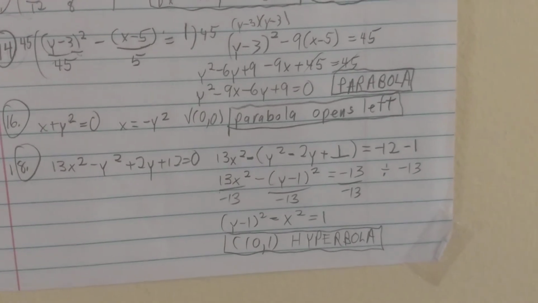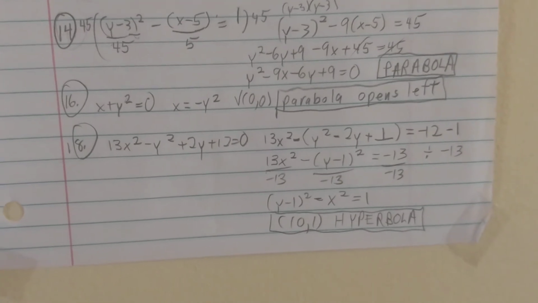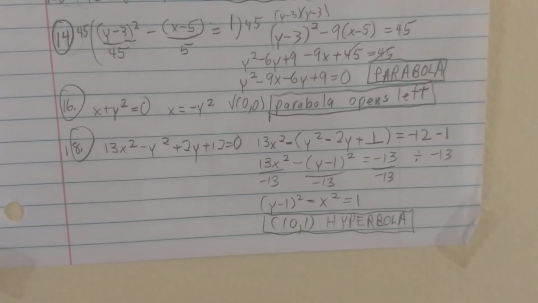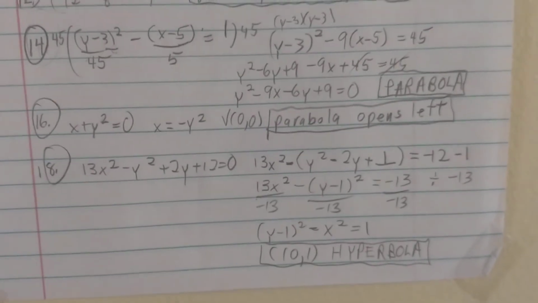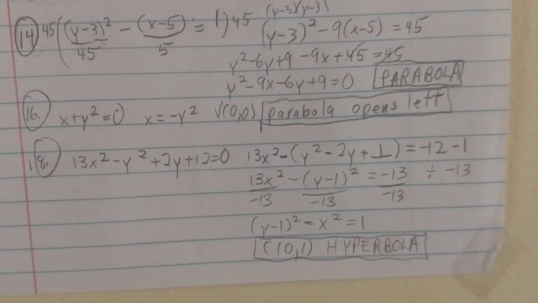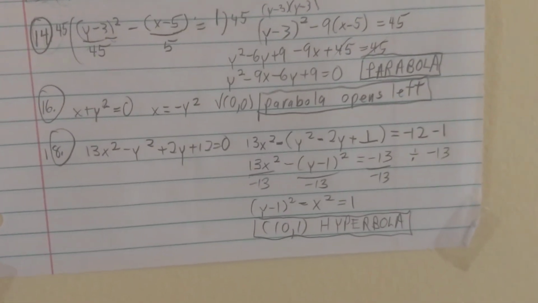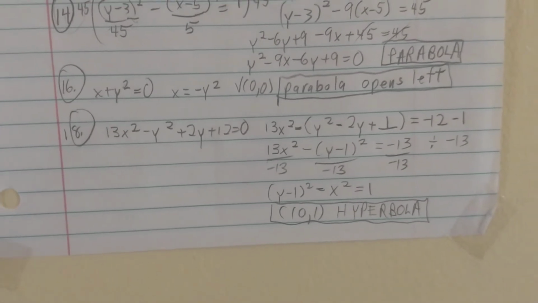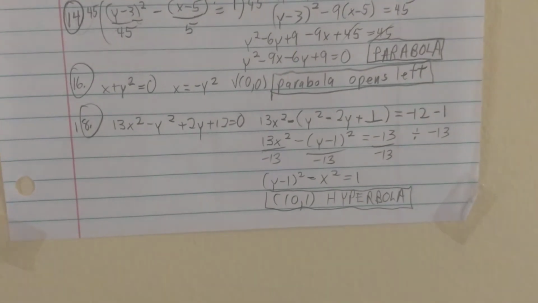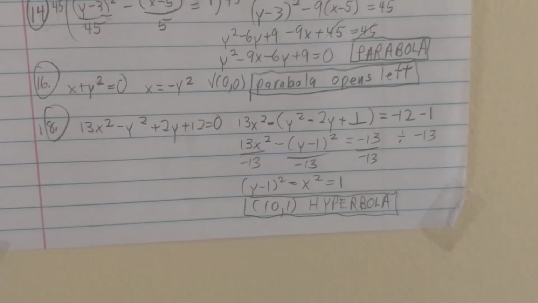Now we're going to FOIL out (y minus 3) squared, which is y squared minus 6y plus 9, then multiply through the parentheses, minus 9x plus 45 equals 45, and the 45's on both sides of the equals cancel. So we've got y squared minus 9x minus 6y plus 9, and that's the general conic form for the parabola.